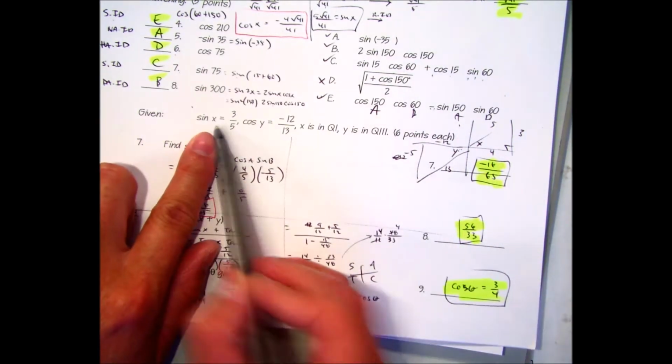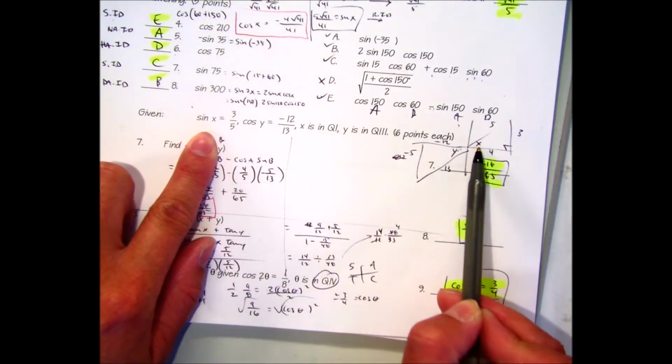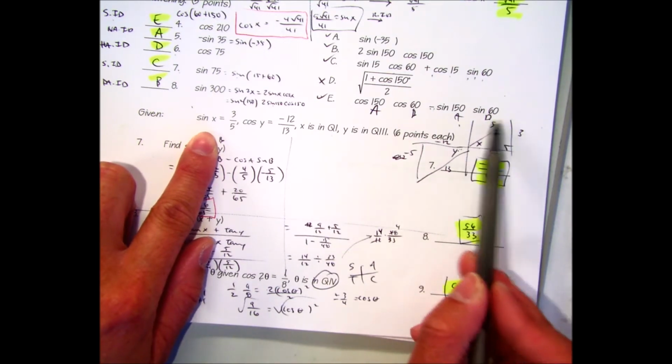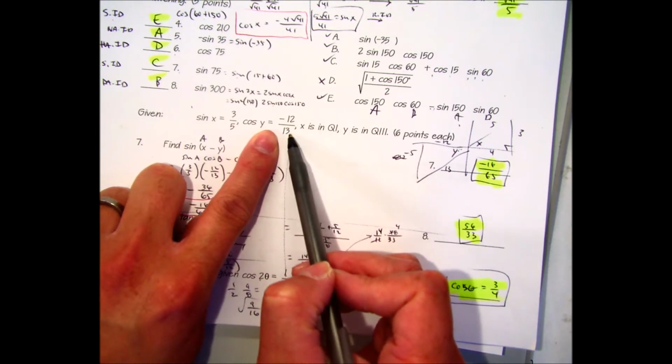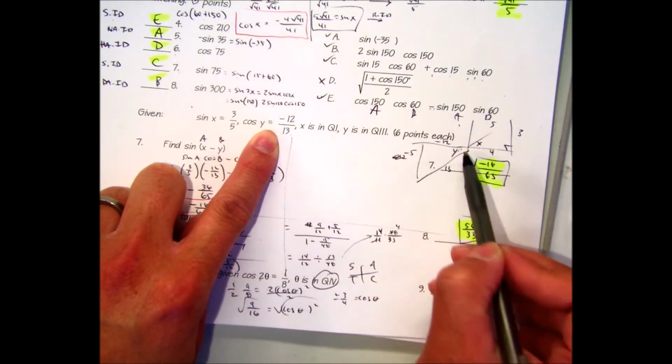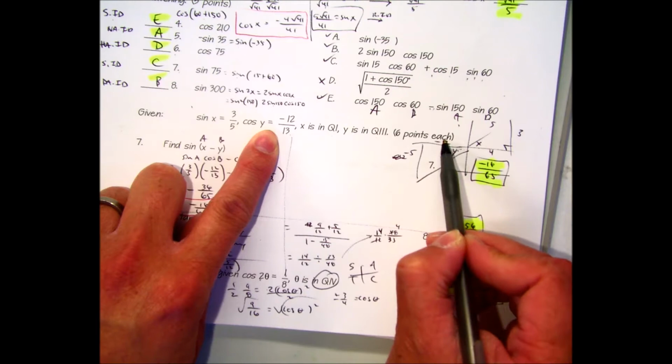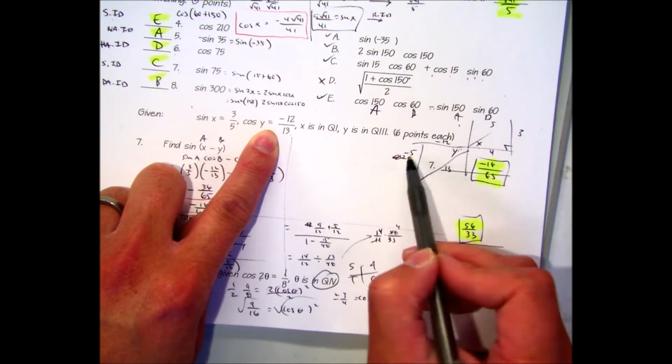You can see it. So sine of x tells you x is in quadrant 1. I use the Pythagorean theorem to solve for all 3 sides. And then y is negative 12 over 13, and it tells you it's in quadrant 3. So adjacent over the hypotenuse, Pythagorean theorem, you'll find that to be negative 5.